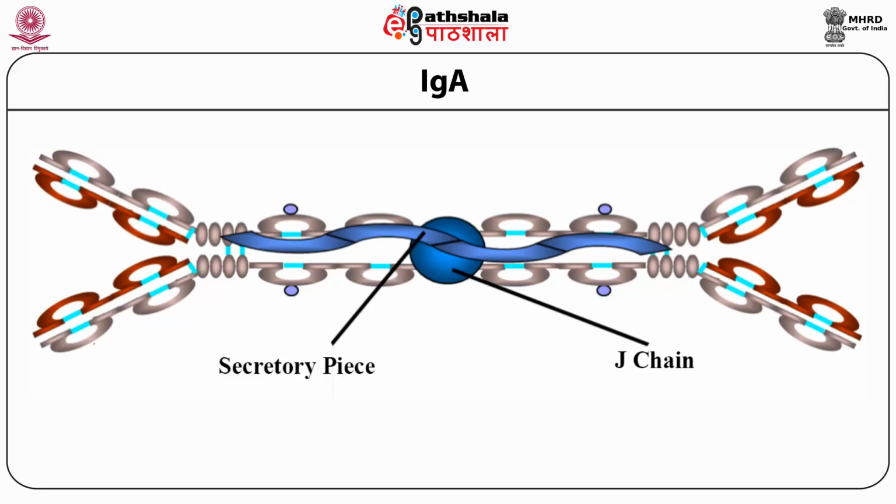IgA can form dimers and polymers. It is present in humans as monomers mostly, and mostly as dimers in other animals. It contains a secretory component called SC as well as a joining chain, the J chain. SC stabilizes IgA and is involved in the transport of exocrine IgA. J chain helps in the dimerization of the secretory IgA.